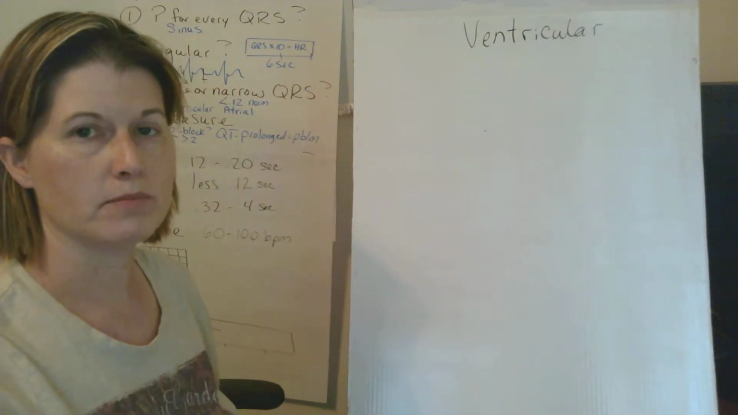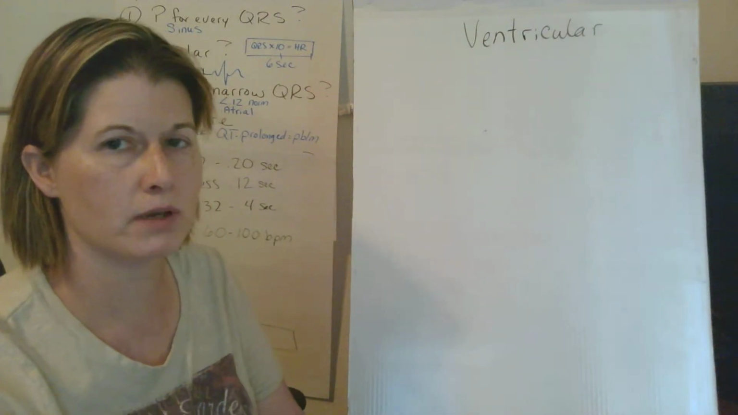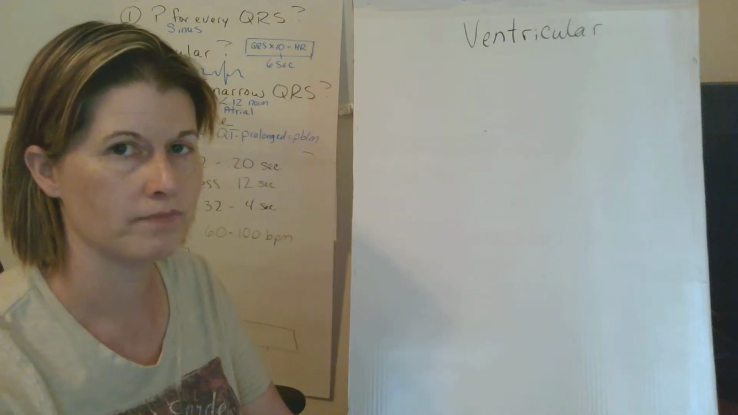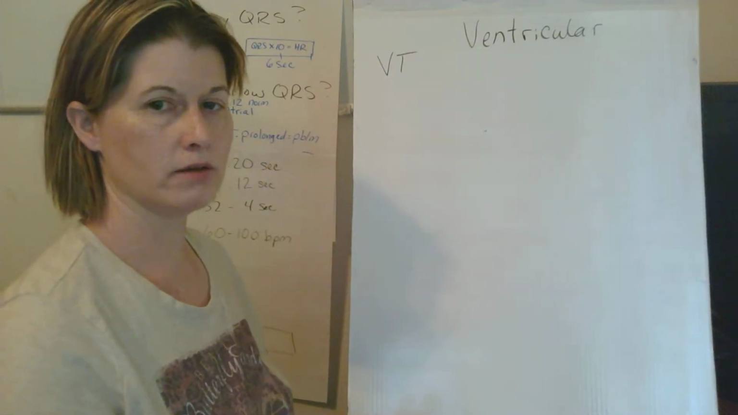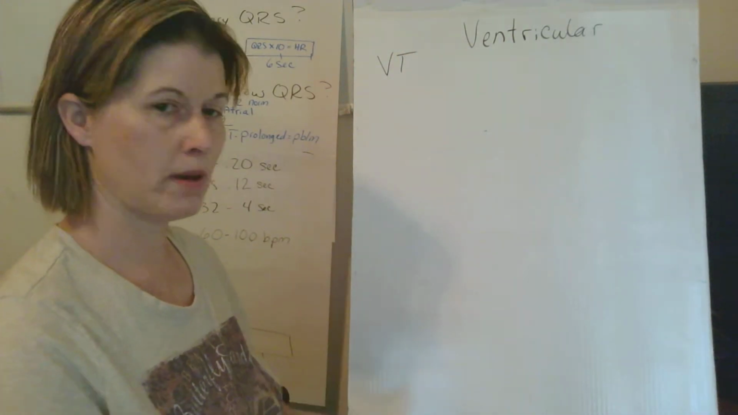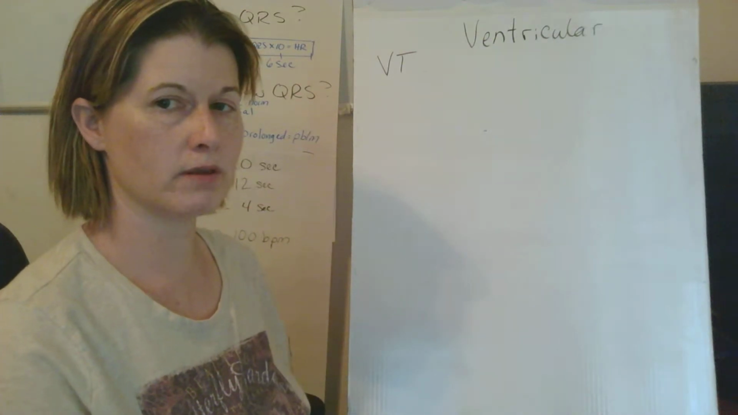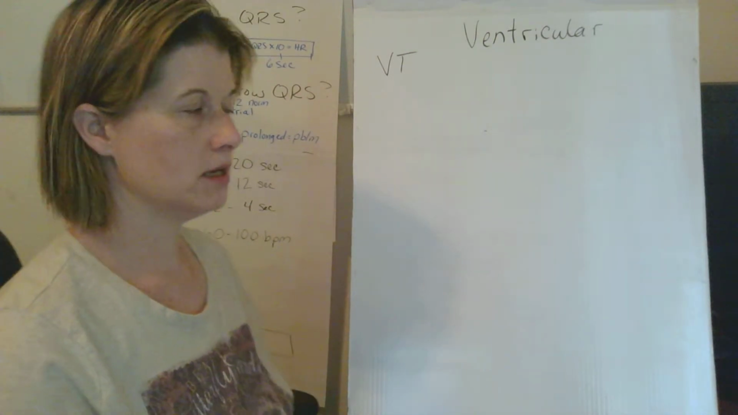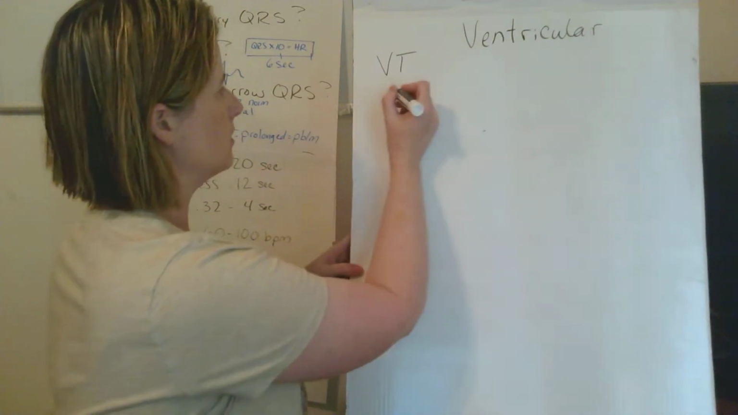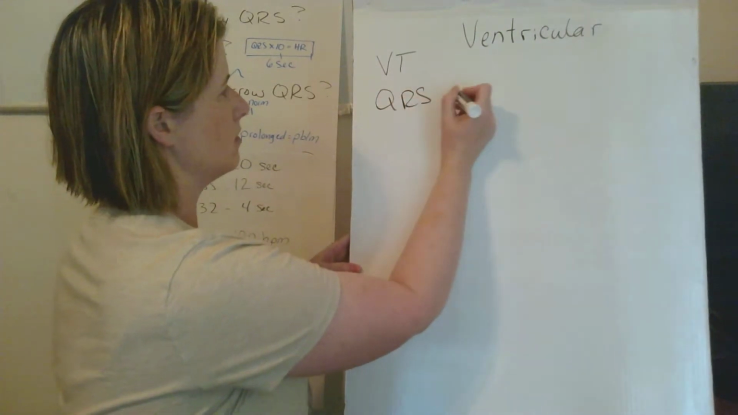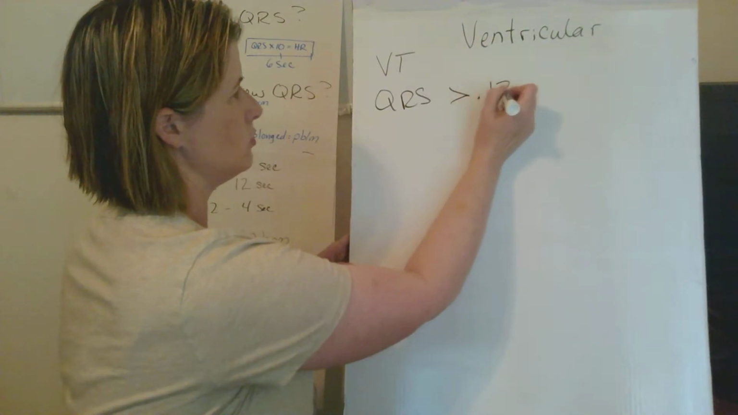All right, ventricular rhythms. Ventricular rhythms are really important because that's where our lethal rhythms fall. The first one is V-Tach, ventricular tachycardia. And remember we talked about ventricular rhythms being wide. So our ventricular rhythms are going to have a QRS greater than 0.12.